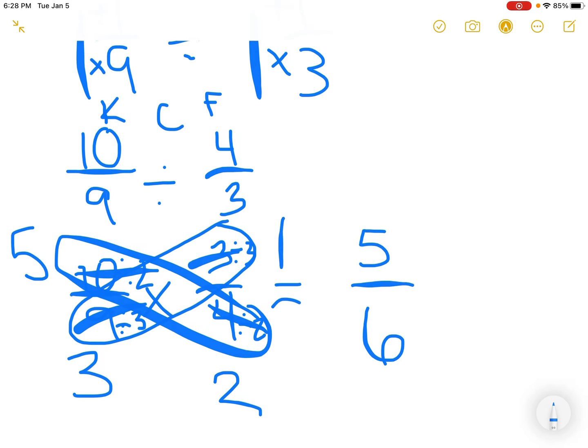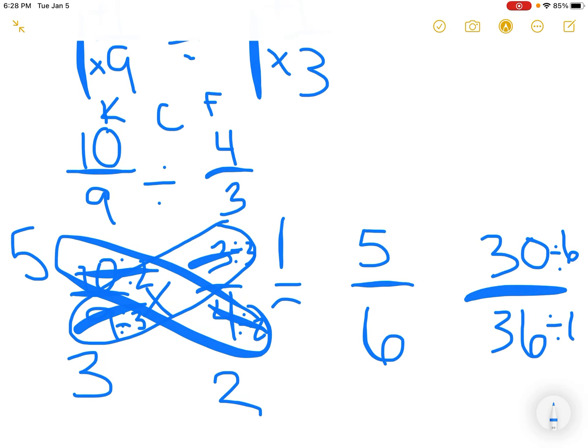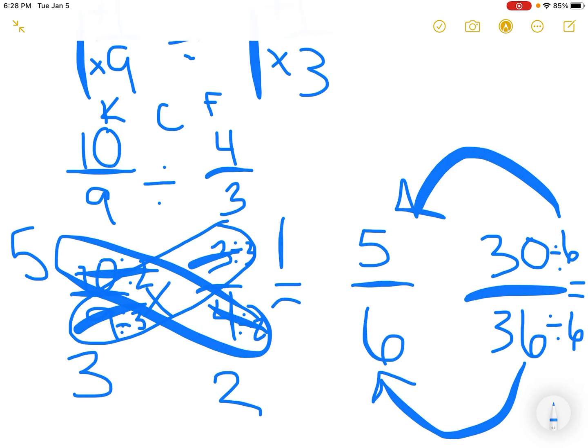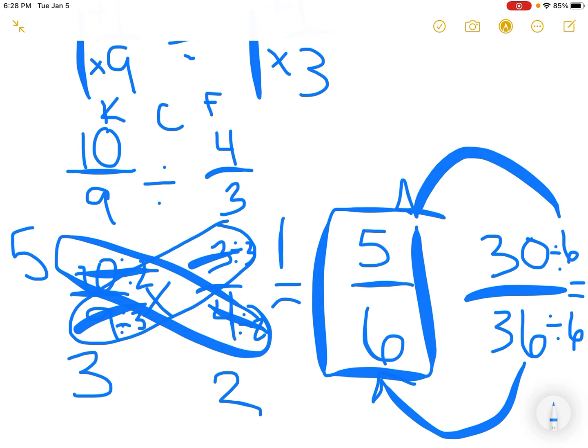Now let's say you did not do that. You did 10 times 3 to get 30 and 9 times 4 to get 36. That's fine. You then just would want to simplify. So 30 and 36 can both be divided by 2 or 3 or 6. And if I get that down to simplest form, 30 divided by 6 is 5. 36 divided by 6 is 6. So you end up at 5/6 as well.